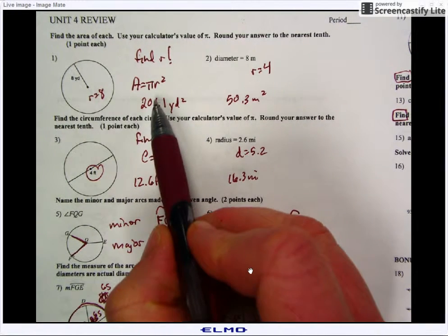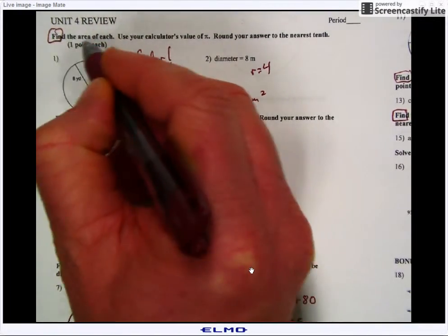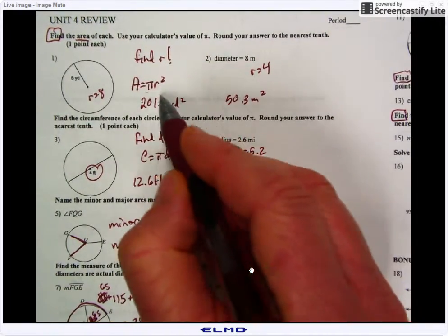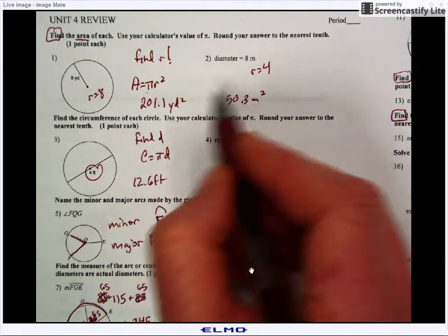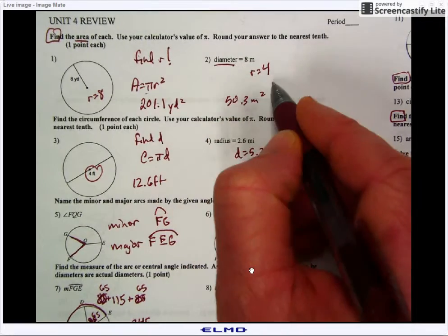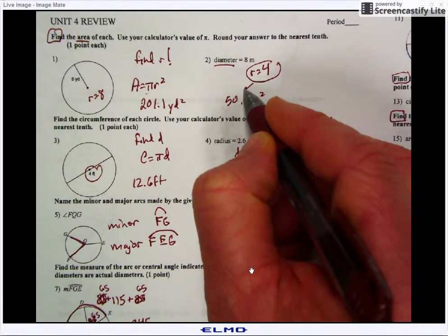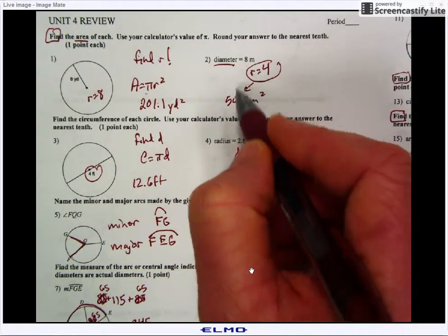So initially here, we need to find the radius because we're finding the area of each one. Area is pi r squared. If they give you the radius, just plug it in and go. If they give you something that helps you find the radius, you find the radius first and plug in and go. So the radius is 4 here because the diameter is 8.